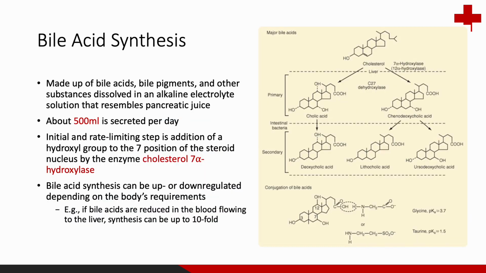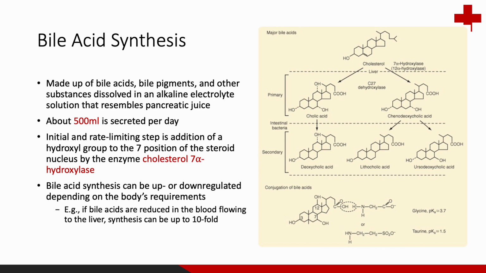As discussed earlier, bile is made up of bile acids, bile pigments, and other substances dissolved in an alkaline electrolyte solution that resembles pancreatic juice. So about 500 ml of bile is secreted per day. In terms of its synthesis, the initial and rate-limiting step is addition of a hydroxyl group to the 7 position of the steroid nucleus by the enzyme cholesterol 7 alpha hydroxylase.